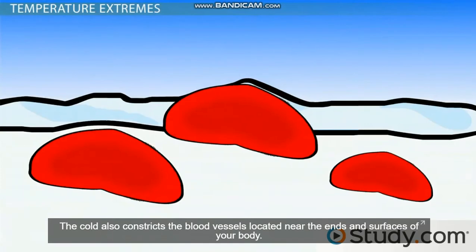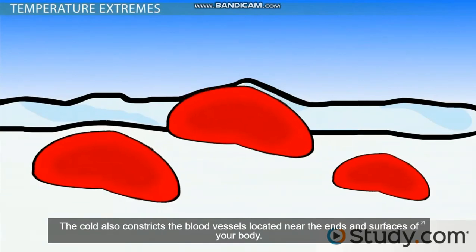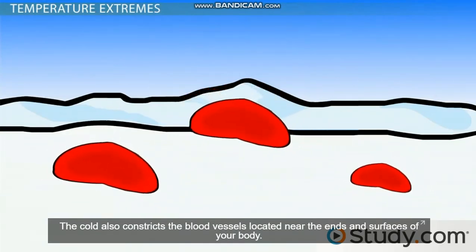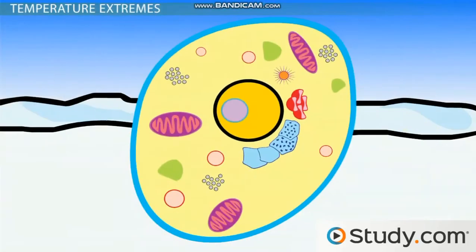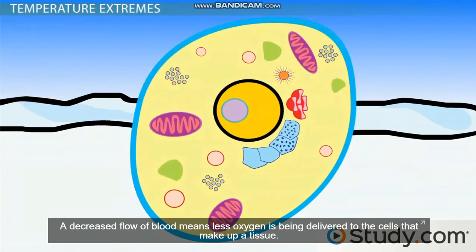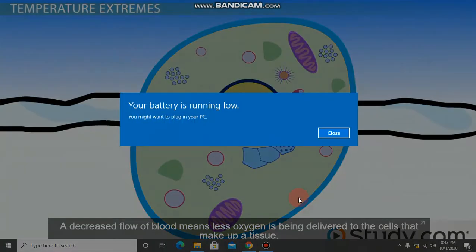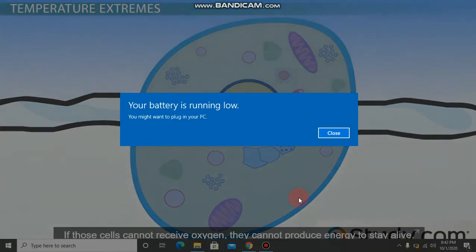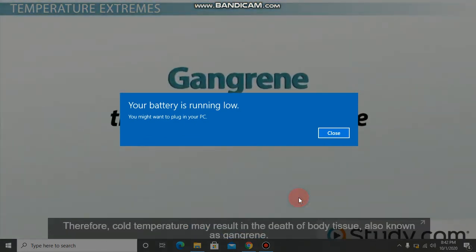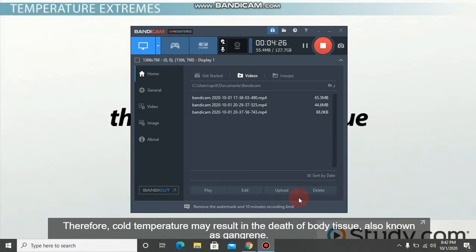The cold also constricts the blood vessels located near the ends and surfaces of your body. This constriction leads to a decreased flow of blood to an area. A decreased flow of blood means less oxygen is being delivered to the cells that make up a tissue. If those cells cannot receive oxygen, they cannot produce energy to stay alive. Therefore, cold temperature may result in the death of body tissue, also known as gangrene.